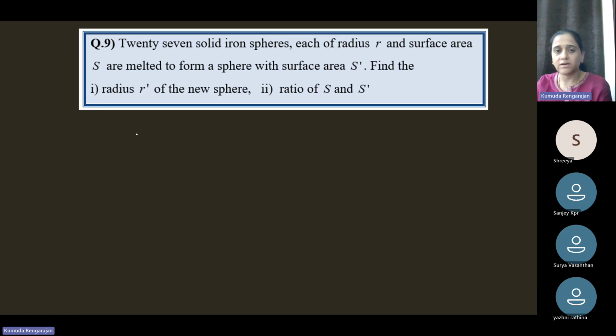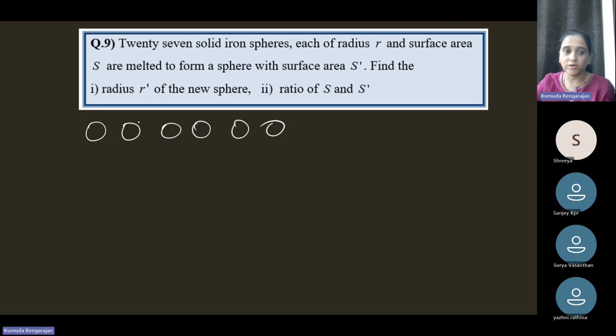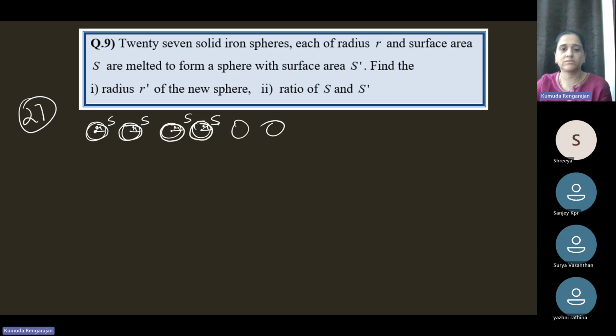27 solid iron spheres, I'm not drawing all 27, each of radius r and surface area s. Surface area is s.